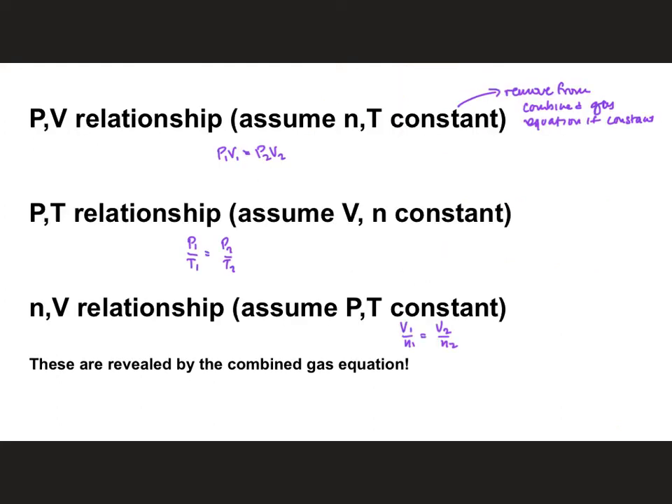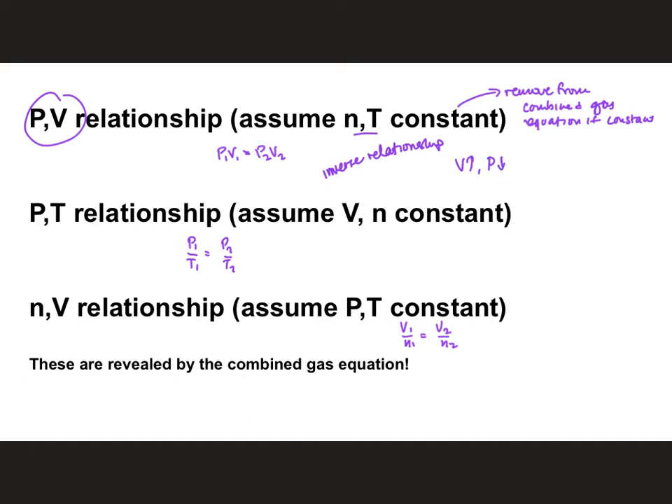So let's talk a little bit about the individual relationships between some pairs of variables that are found in the combined gas law. If we want to focus on the pressure-volume relationship, what we would do is remove the moles and temperature from the equation. If they're constant, I can just eliminate them, which reduces my law to P1V1 equals P2V2. This is an equation that expresses an inverse relationship between those variables. As the volume goes up, the pressure decreases.